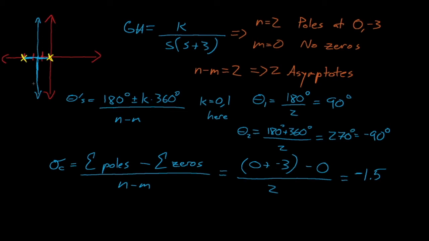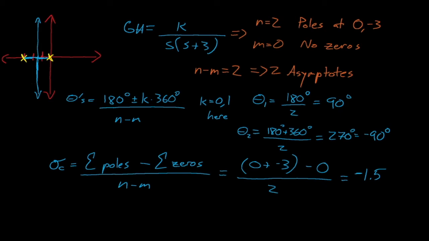So from here we draw the two loci starting at the poles, which head towards each other until they reach the breakout location, s equals negative 1.5, at which point they break out to angles of plus or minus 90 degrees. Note that the two loci don't actually intersect at the breakout point. They veer away from each other at the very last second towards their asymptotic paths.